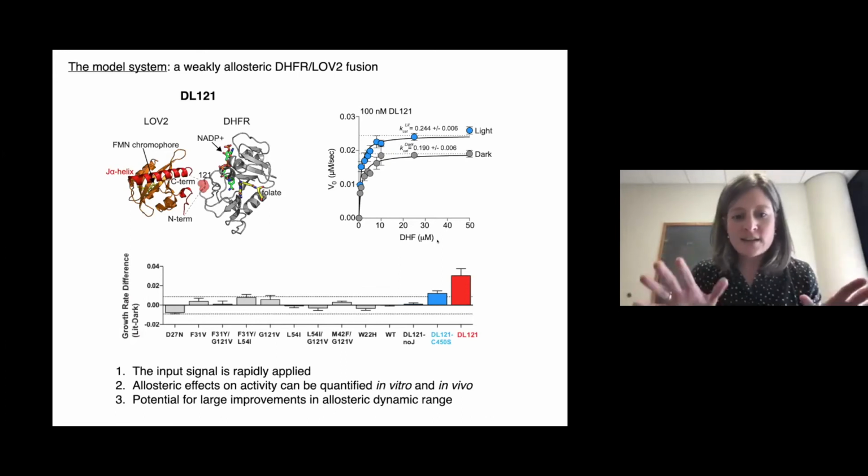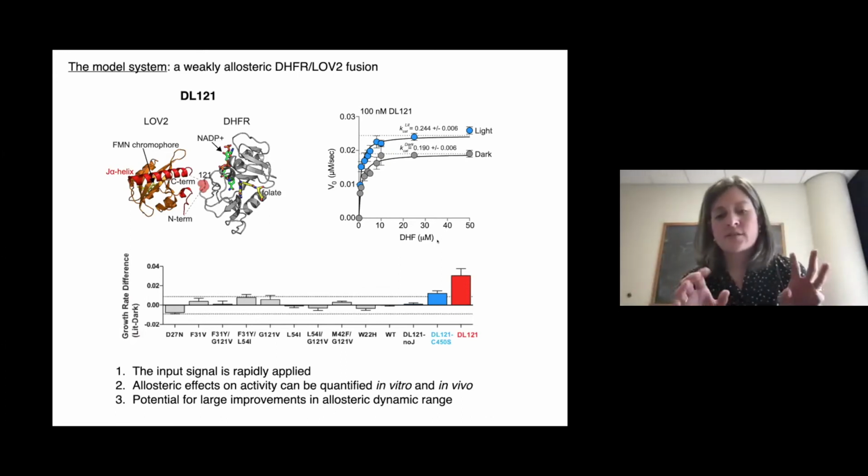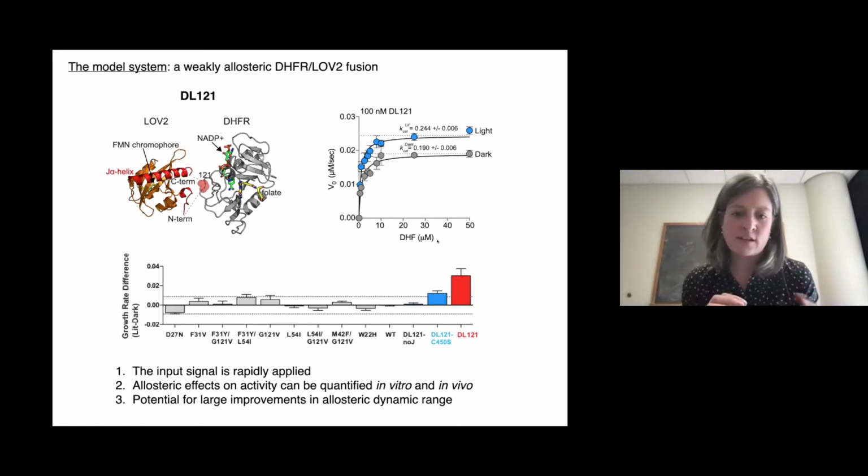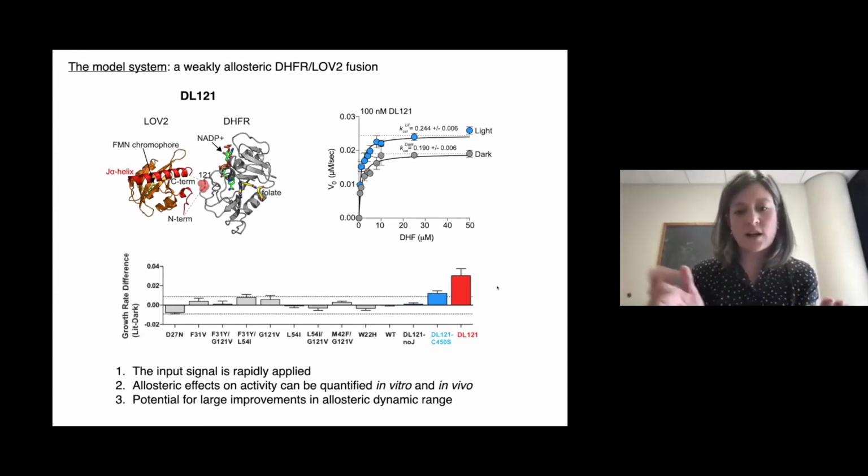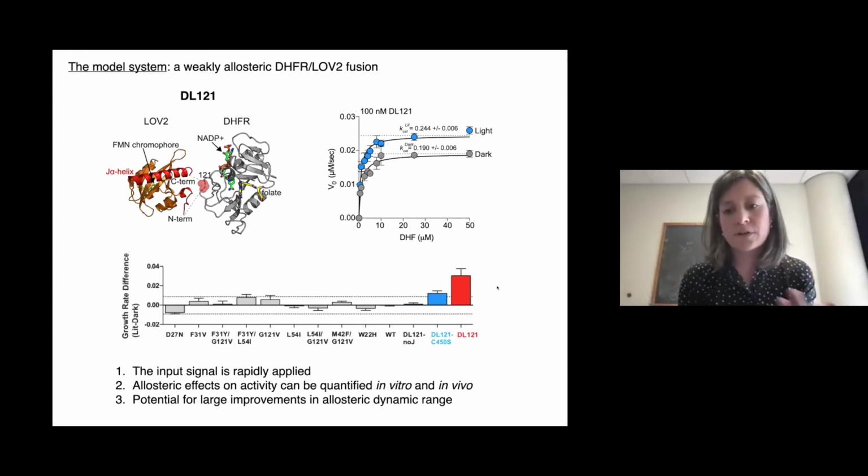Okay, so the idea here is we're taking a system where the input signal is rapidly applied. We can put light on. The allosteric effects on activity can be quantified both in vitro biochemically and in vivo in our E. coli-based assay. And there's a potential for large improvements in allosteric dynamic range. So what we really wanted to see is, we expect to see some mutations that disrupt allosteric activity, but where can we get improvements in allosteric activity?